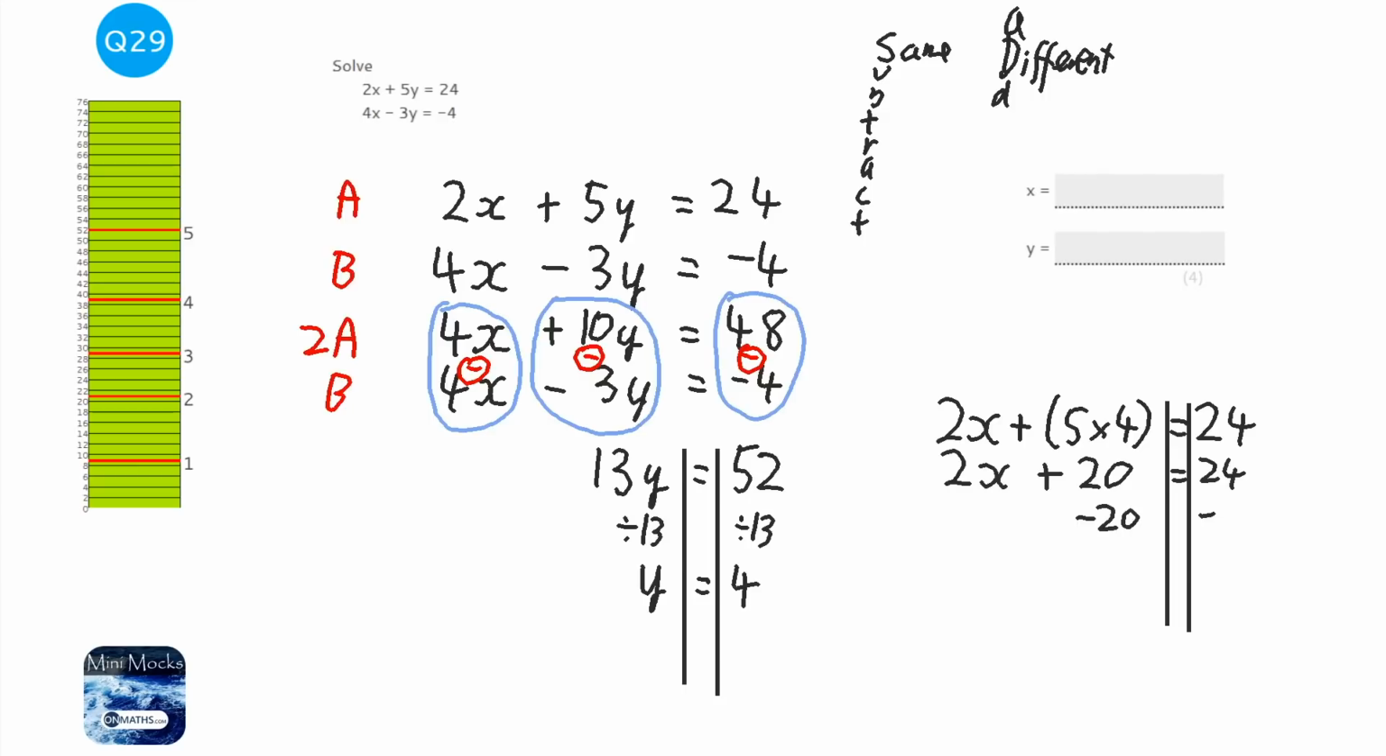Take away 20 from both sides. 2x equals 4. Divide both sides by 2. Extend my lines a little bit. And x equals 2. Now, if you've got time in the exam, you can check that that's right by using the second equation.